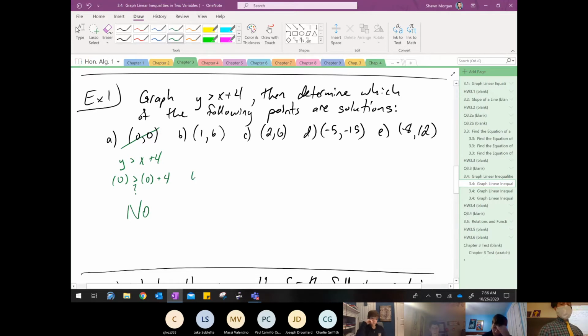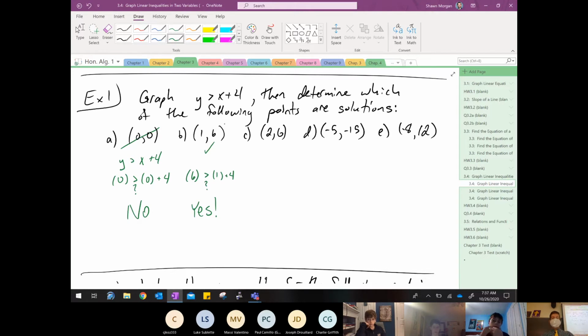Okay, let's try the second one here. What about 6? Is that greater than 1 plus 4? What would we say? Yeah, of course. So that means that 1, 6 is included in my solution set. Okay, winner, winner, chicken dinner. So that one is going to be either on my line if it's a solid line, or in the shaded region if that's the case. And we can quickly go through and determine, okay, just what is x plus 4, and is that going to fit the bill with y?